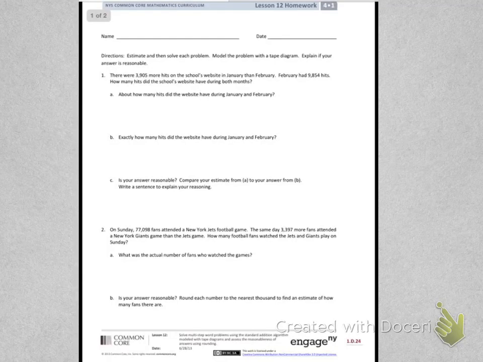Grade 4, Module 1, Lesson 12 homework. Directions. Estimate and then solve each problem. Model the problem with a tape diagram. Explain if your answer is reasonable.